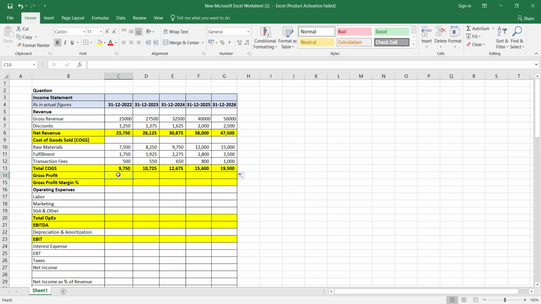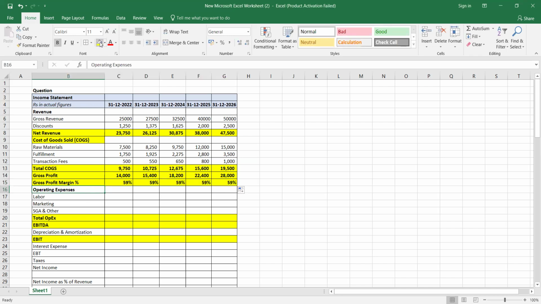Now how to calculate gross profit? Gross profit is nothing but net revenue minus total cost of goods sold. Then you will get this as your gross profit. Then how do you calculate gross profit margin? It is equal to gross profit divided by net revenue. You will get gross profit margin. Drag it. Simple.